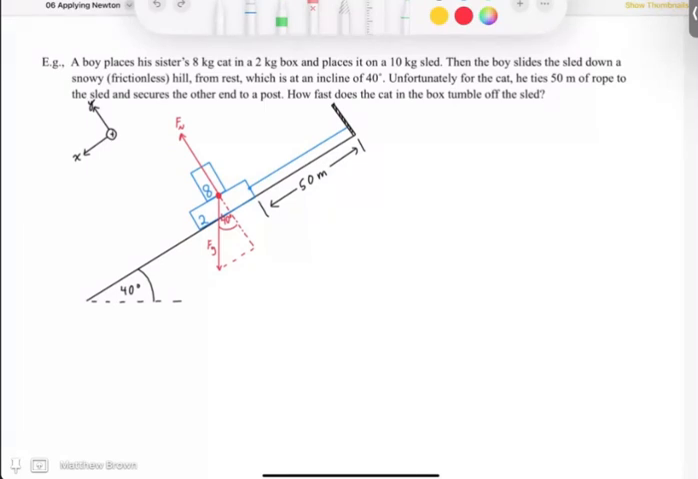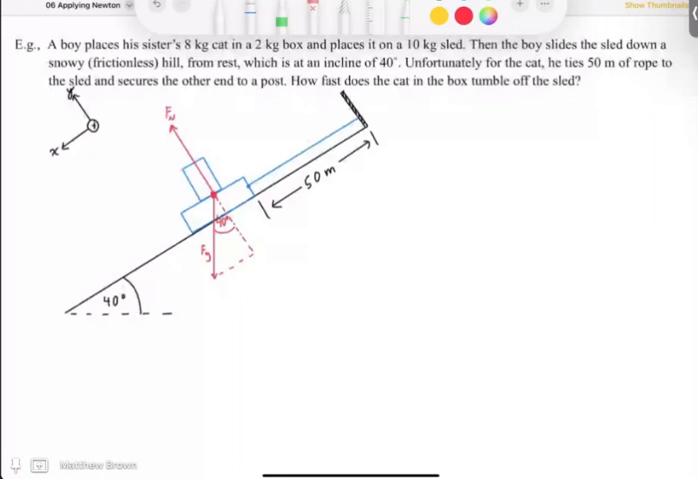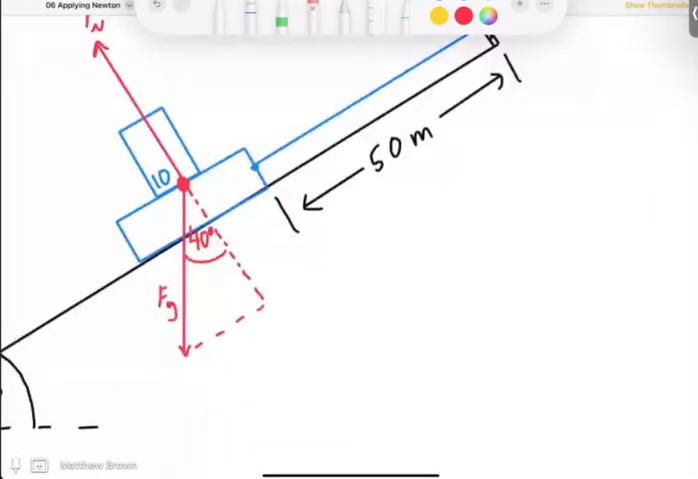Okay, so actually that means I put these numbers in here slightly incorrectly. We've got an 8-kilogram cat in a 2-kilogram box, so that means up here we've actually got 10 kilograms. If the top box there is the cat and the box it's in, that would be 10 kilograms, and the sled itself is 10 kilograms. Now, as this thing slides down the hill, it's going to slide as just one 20-kilogram mass. So it's not until the end of this 50 meters that it tumbles off.